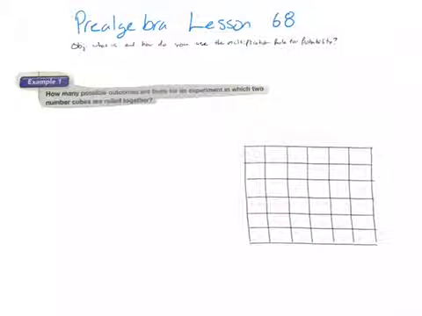This is lesson 68. Our objective is, what is and how do you use the multiplication rule of probability? And we will talk about what that is, but let's first do a little bit of discovery here with the first two examples. So example 1 says, how many possible outcomes are there for an experiment in which two number cubes are rolled together?